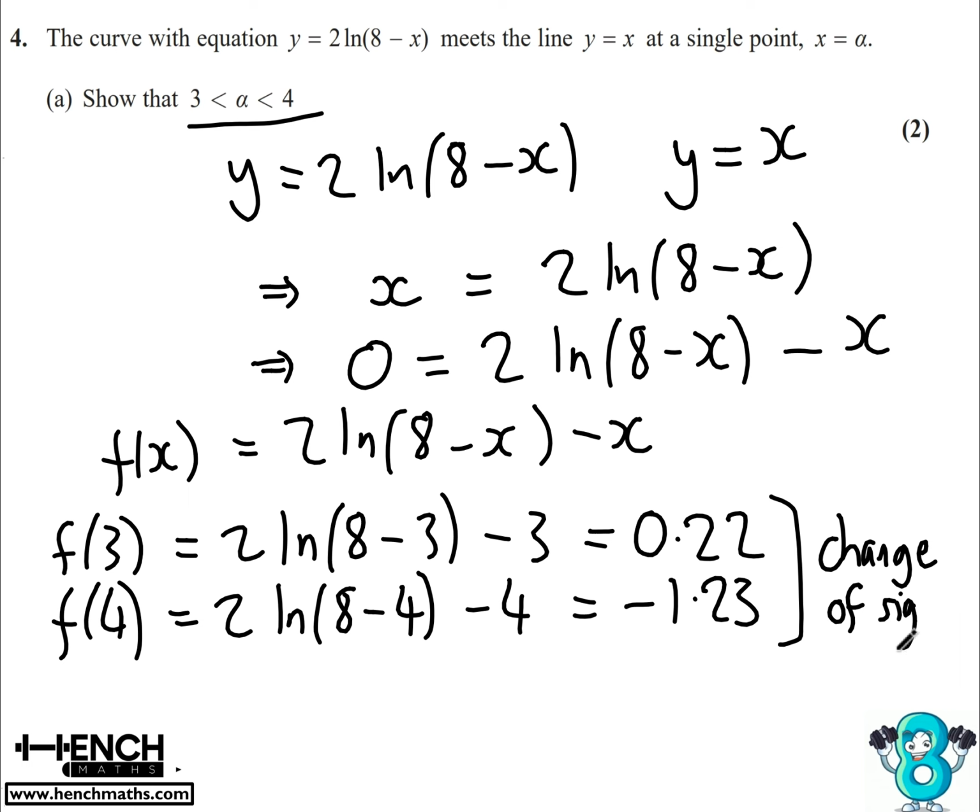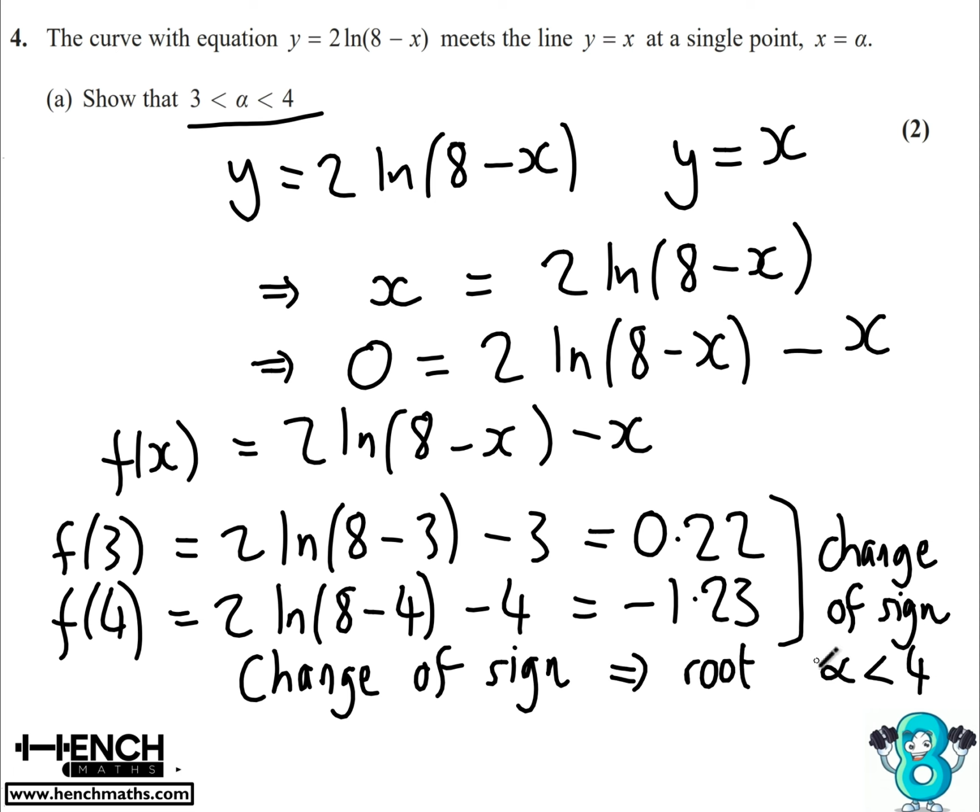Now, because our equation that we created was equal to 0, if one of our values gives us positive, one of them gives us negative, somewhere in that interval it must cross. So therefore, a change of sign implies a root in the interval 4 and 3. And that's how we would show that one for 2 marks.